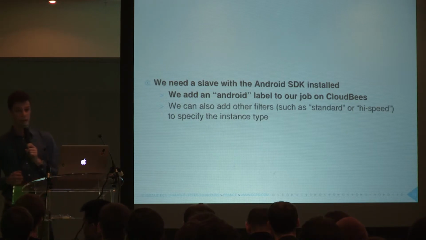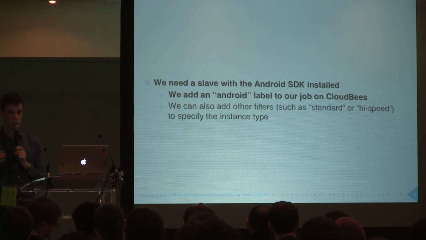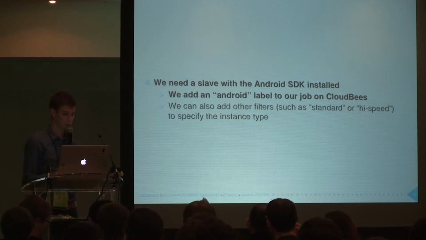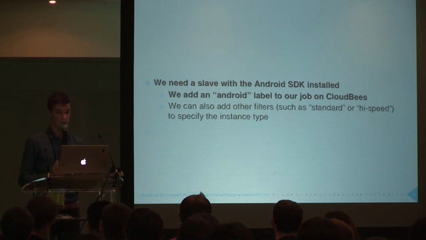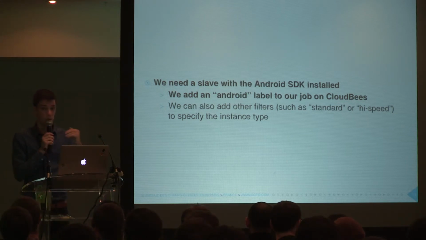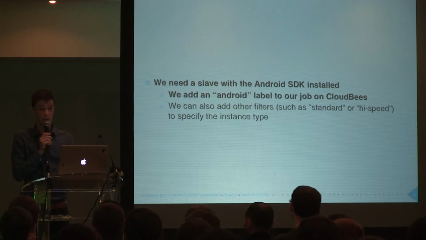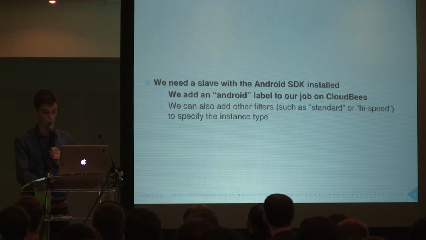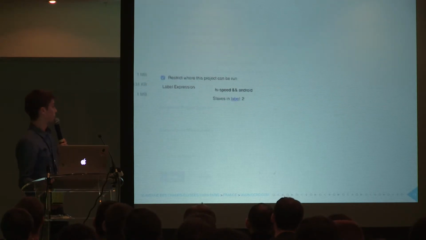CloudBees is technology agnostic. It's not a tool only for mobile developers, it's for everyone. So the first thing we have to do is to specify in our job that we want to run an Android job. We just have to add an Android label to our job, and the virtual machine that will be instantiated will have an Android SDK installed on it. It's just this line that you have to add.